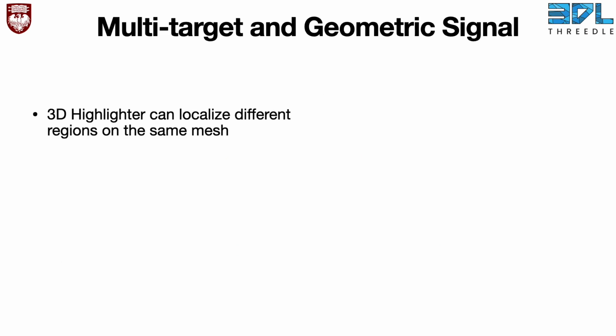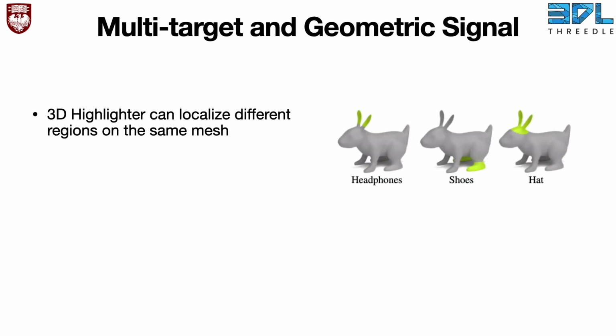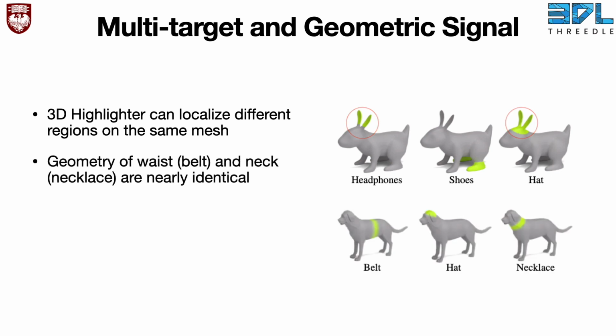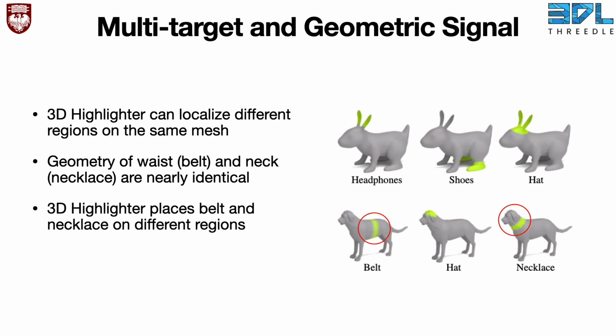3D Highlighter is able to localize different regions on the same mesh. On this bunny, our method is able to produce distinct localizations that reflect the nuanced differences between headphones and hat. Now, taking a look at this dog mesh, we observe that the geometry of the waist and neck are very similar. When tasked with localizing both belt and necklace, our method places them in different locations. Since the geometry of these two locations is so similar, this result demonstrates global semantic understanding, as the network cannot rely solely on the local geometry.